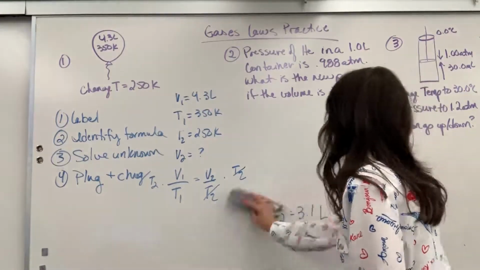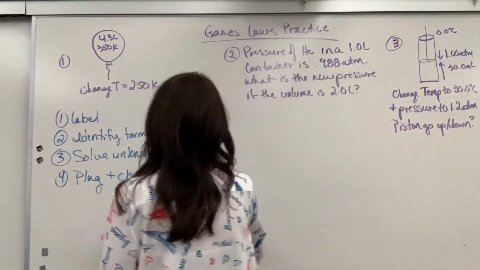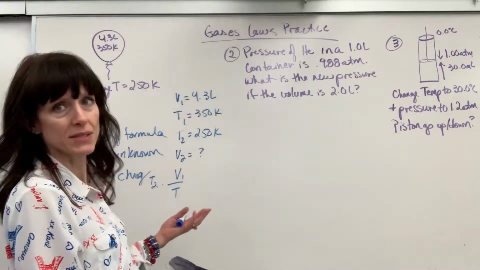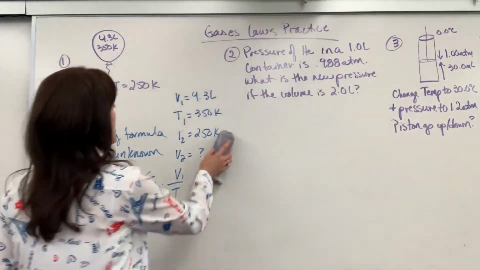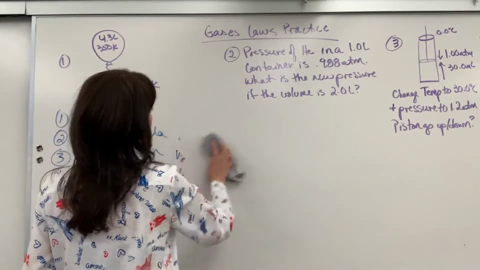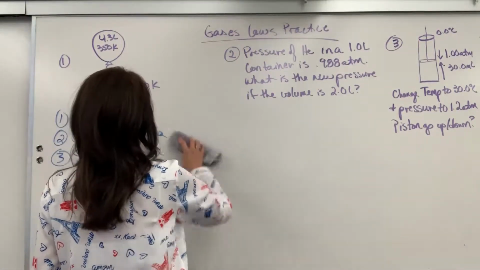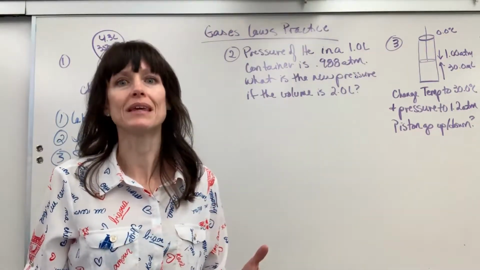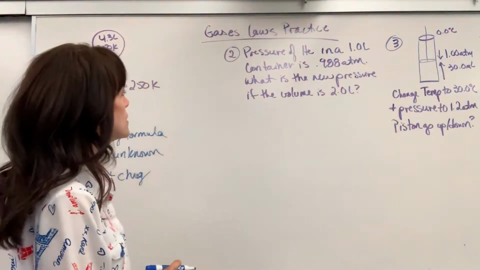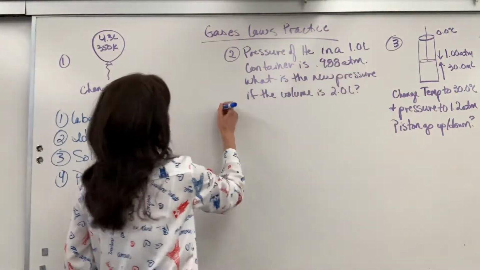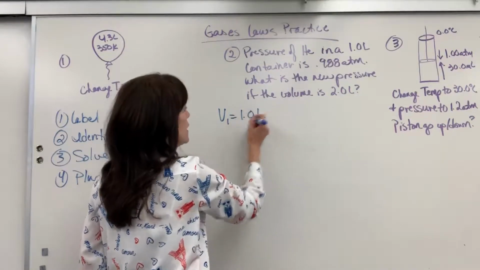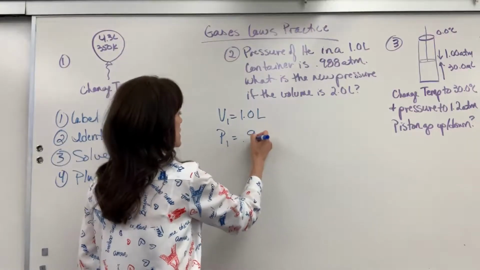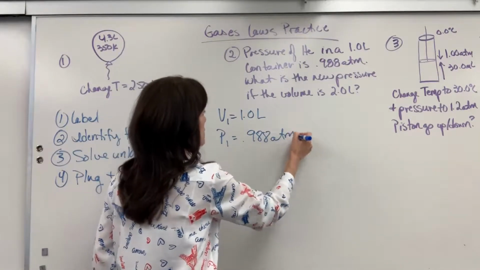Let's do the second example now. So in this second example, again, a lot of words. It says we have the pressure of a sample of helium in a 1 liter container is 0.988 atm. What is the new pressure if the volume is 2 liters? So again, where I always begin is labeling. Let's see, so we have an initial volume, V1 will be 1 liter. The initial pressure, P1, is 0.988 atm.